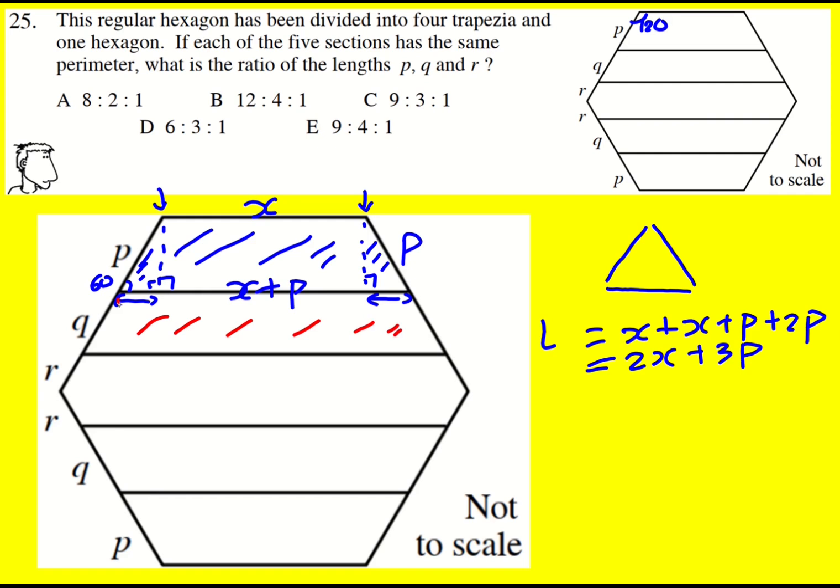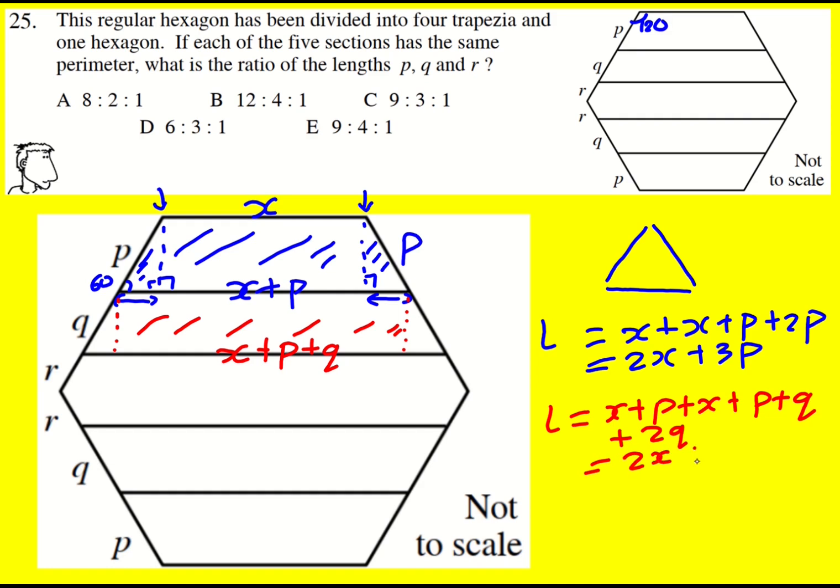Okay, let's move on to the next one. This is going to work in a very similar way. This is going to be x plus p, but then I'm going to be adding q on, because again, this little region is an equilateral triangle. So I've got a half q here, and a half q here. So the length is going to be x plus p, the top length, plus x plus p plus q, the bottom horizontal length, plus 2q. So overall, 2x plus 2p plus 3q.